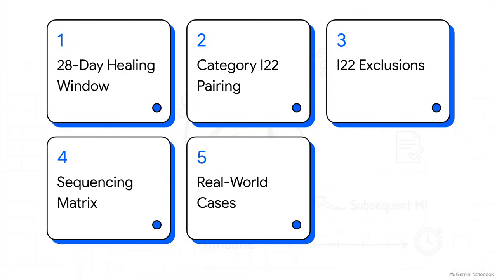We'll start with the 28-day healing window, look at the pairing rules for category I22, go over some strict exclusion restrictions, apply the sequencing matrix logic, and then finish up with a few real-world case studies to really test your knowledge. Let's get to it.